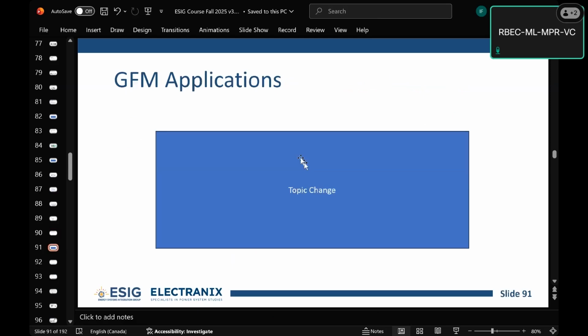Okay, any questions on that? I'm going to go to grid forming last, but not least.